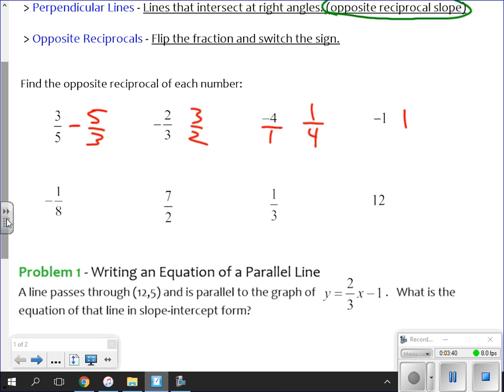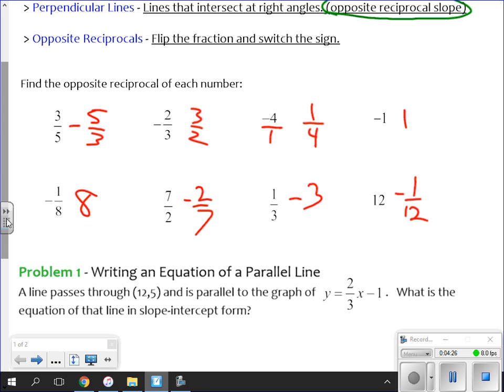Shouldn't be too hard, right? So the next one, what's the opposite reciprocal of -1/8? And it would be positive, so make it 8. Opposite reciprocal of 7/2 would be what? -2/7. Same thing for 1/3, we would get -3/1, which is -3. And for 12, we would have -1/12.